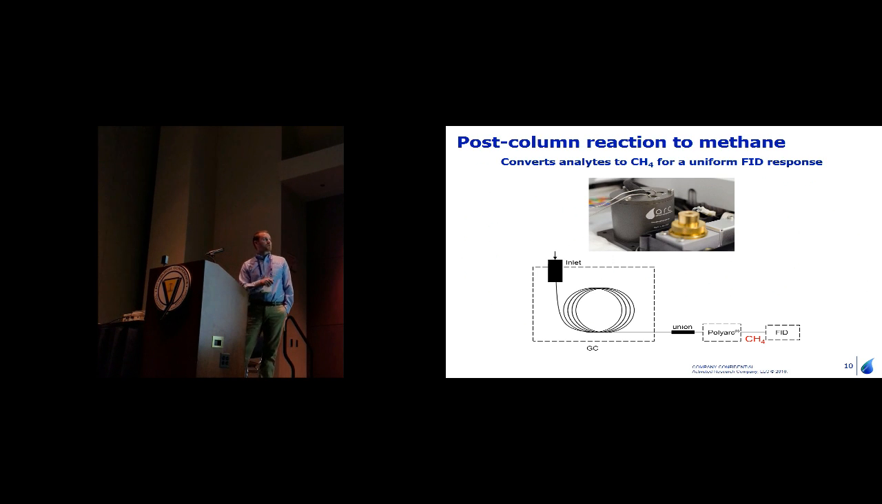We call this post-column reaction to methane, or the Polyarc reactor, which is shown here, and it sits right behind a flame ionization detector. And that sits right in line with the FID. So you have your column, and then a simple zero dead volume union, or an ultimate union, to the Polyarc, and then right into your FID. You can also add other detectors with different splitters to get the best of both worlds.